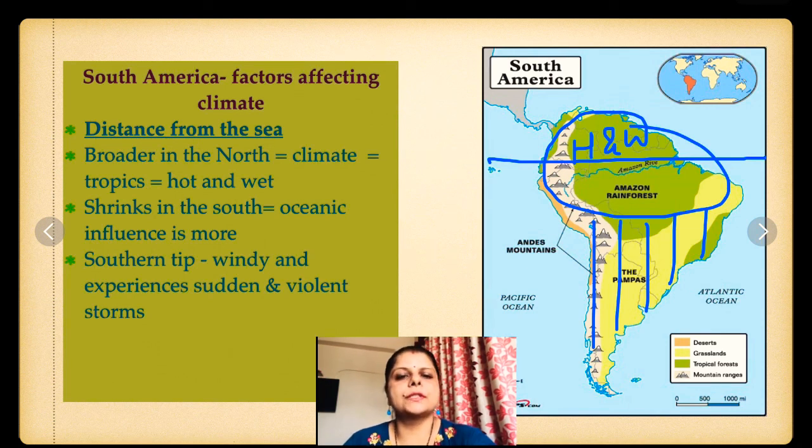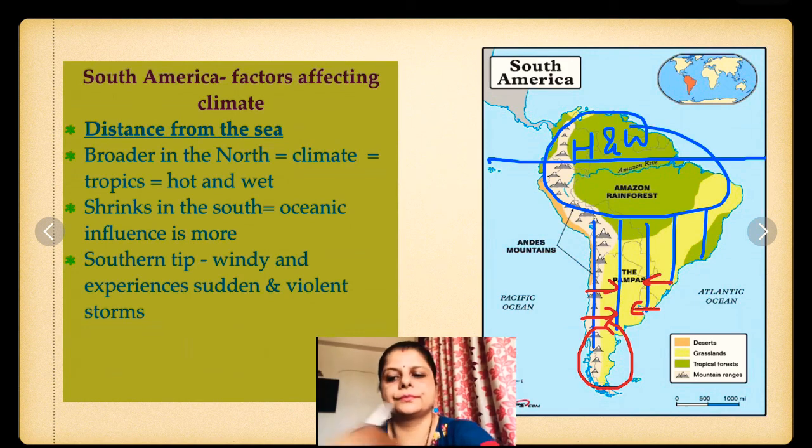As we move towards the south of the equator, the continent shrinks. So in the southern part, more and more oceanic influences are experienced, meaning the ocean affects these regions much more compared to the other parts which are broader. Especially in the southern part, the southern tip is completely windy and experiences sudden and violent storms.